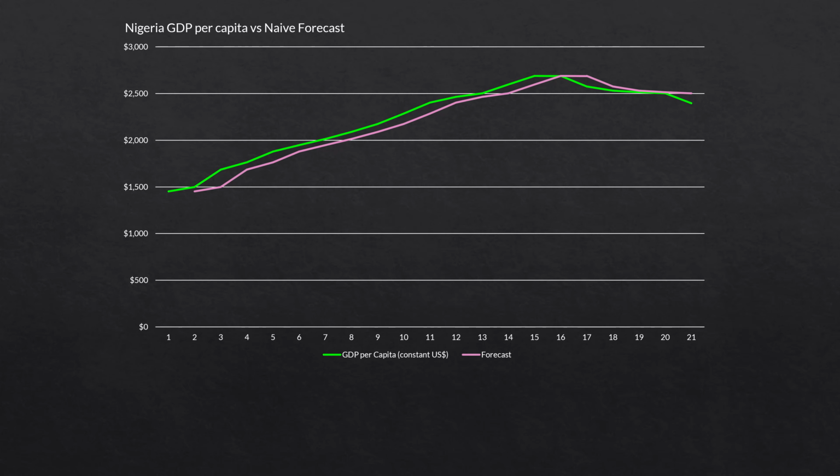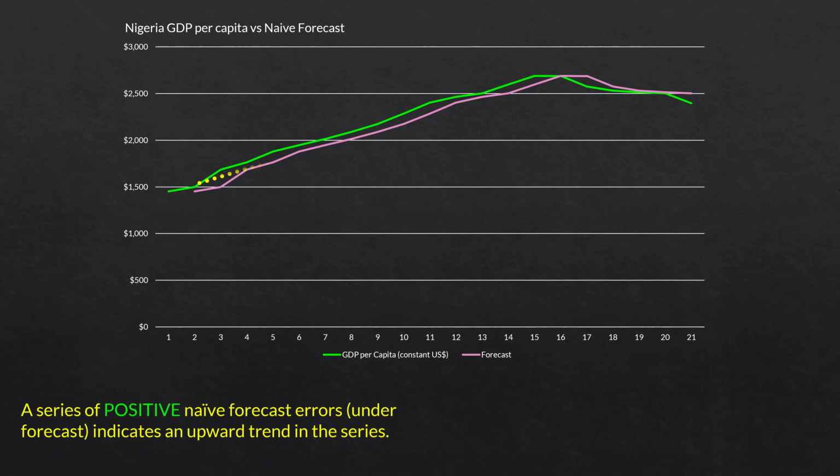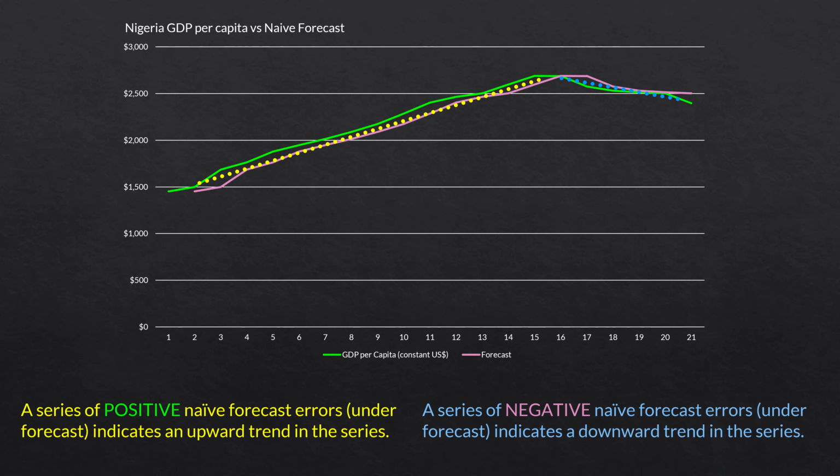Notice the gap between the 2 lines. A series of positive naive forecast errors, which are under forecasts, indicates an upward trend in the series. On the flip side, a series of negative naive forecast errors, which are over forecasts, indicate a downward trend in the series. So going back to that original naive forecast, if we see patterns in positive or negative forecast errors, that indicates to us where the trend is going up or down, and by deduction, where the inflection point is.